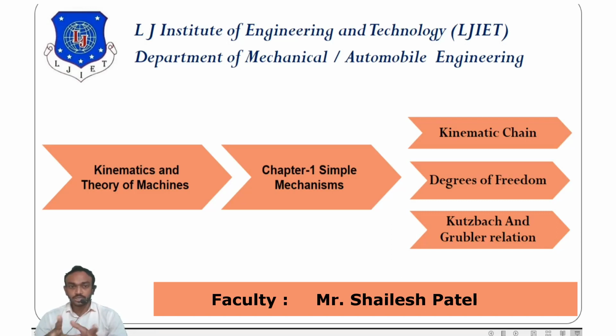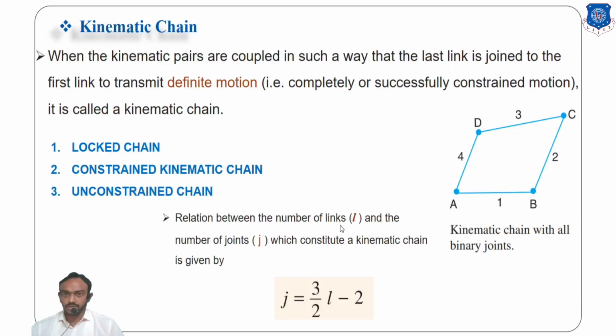We are going to continue our chapter number 1, simple mechanism. The topics we will cover in this lecture are kinematic chain, types of joints in a kinematic chain and the relation between joints and links. Second is degree of freedom, and third is Kutzbach and Grubler criteria, which is the only formula we will use in this chapter. Okay, let's start. So let's start with kinematic chain.